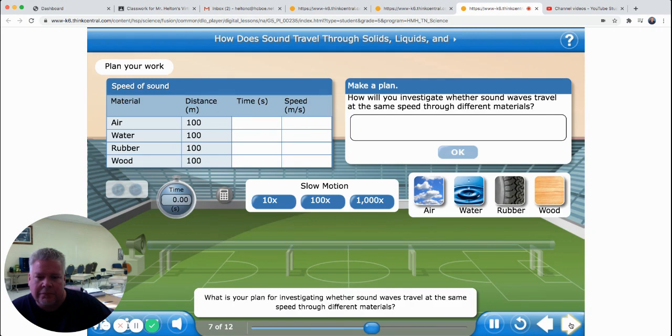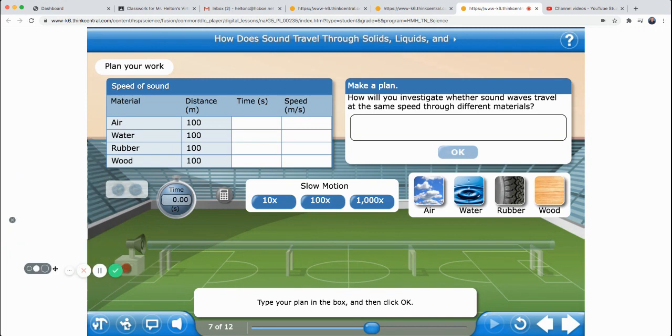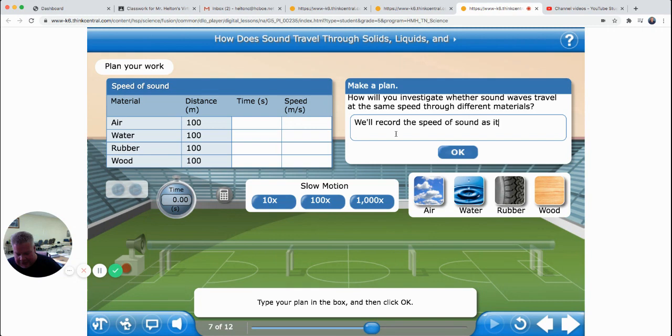What is your plan for investigating whether sound waves travel at the same speed through different materials? Type your plan in the box and then click OK. Well, we're going to test how quickly this sound travels through air, through water, through rubber, and through wood using this experiment they have set up for us. And then we're going to find out if we are right or wrong. So here we go. Let's type that in. We'll record the speed of sound as it travels through 4 different materials.